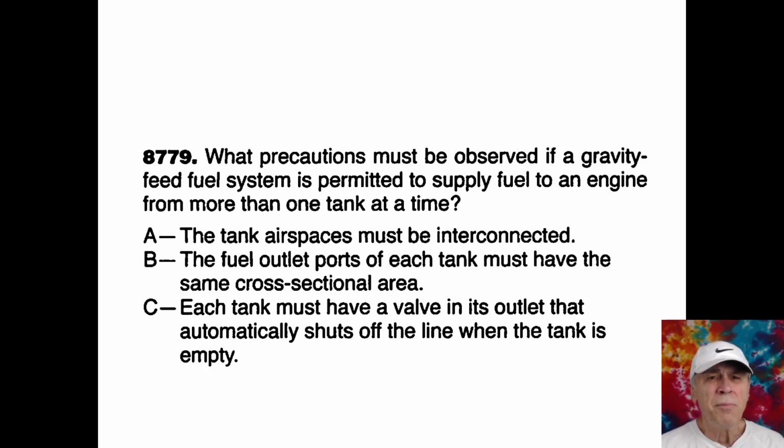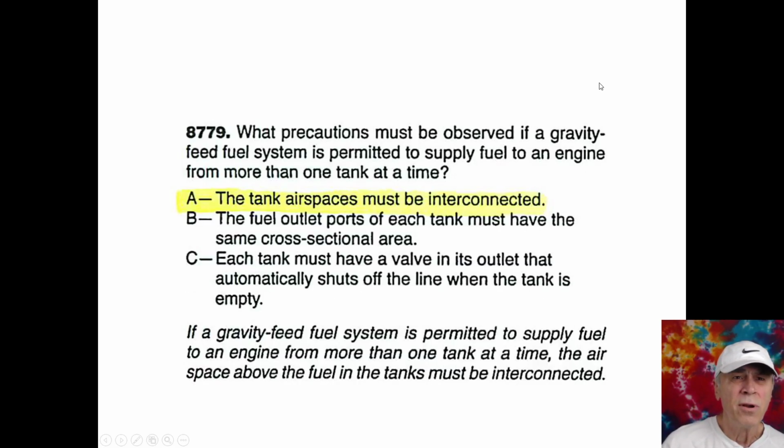B, the fuel outlet ports of each tank must have the same cross-sectional area. C, each tank must have a valve in its outlet that automatically shuts off the line when the tank is empty. Neither B nor C really addresses what they're talking about. The precaution is that the tank airspaces must be interconnected to equalize the pressure, so you're not going to have little pressure from one tank and a lot of pressure from the other. And it's also required by the CFR.